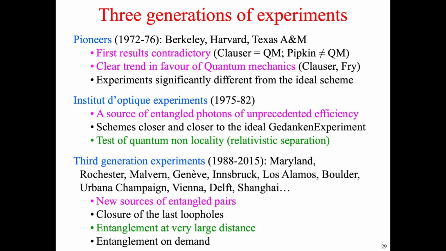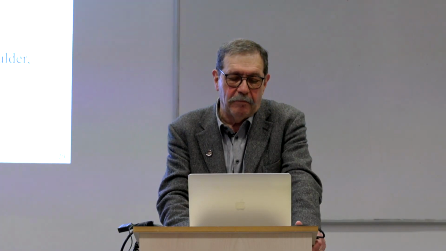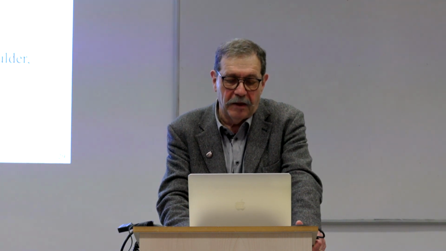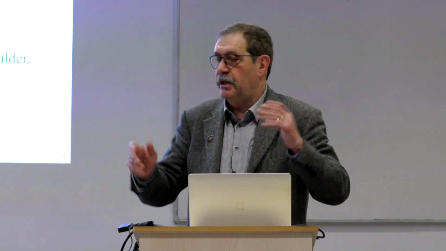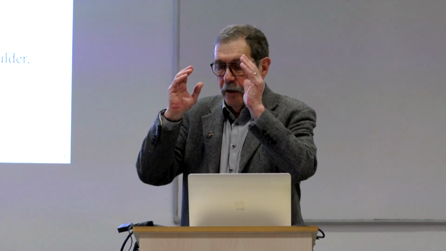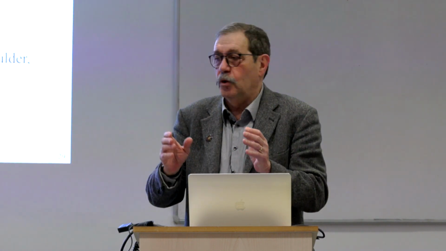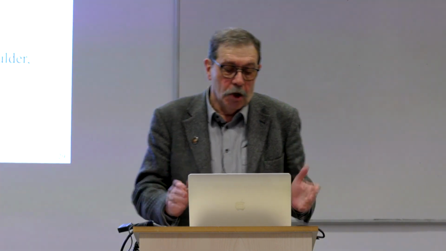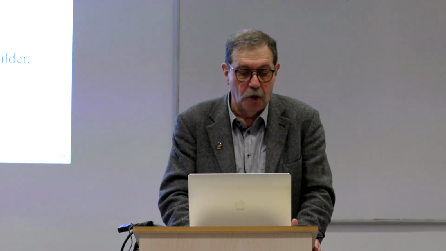Clauser found a result in agreement with quantum mechanics and violating Bell's inequality. Pipkin and Holt found the result not in agreement with quantum mechanics and agreeing with Bell's inequality. But it rapidly became clear that the experiment of Clauser and Freedman was a better experiment in the following sense. You could really change many parameters and observe how it evolves. In the Pipkin experiment, it's an experiment which is frozen. The only thing that you can do is repeat it or maybe kick it, but there is no knob you can turn. So from this point of view, Clauser and Freedman was more convincing.